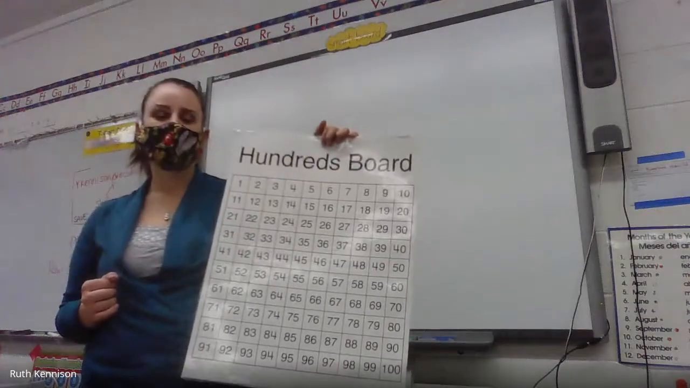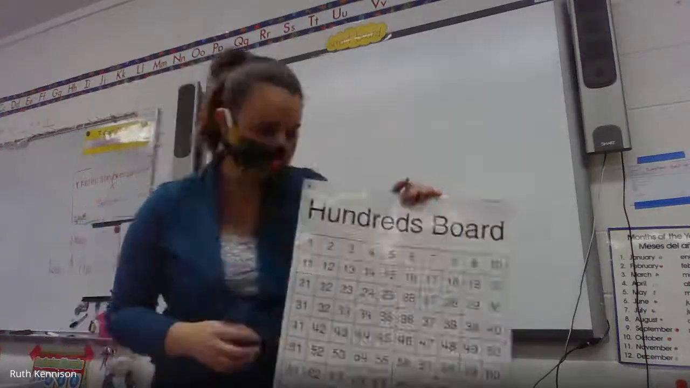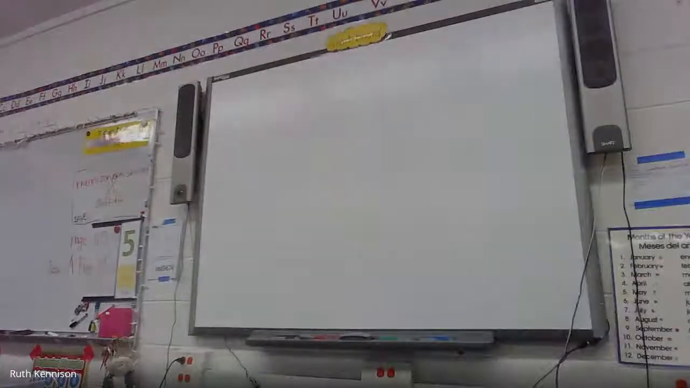You just skip one. Right, you skip one each time because we're counting by twos. Yep, okay. So we're going to keep practicing that as we go. Skip, count, around the clock.